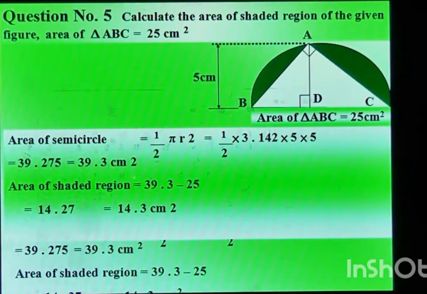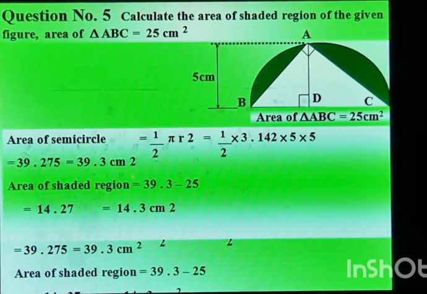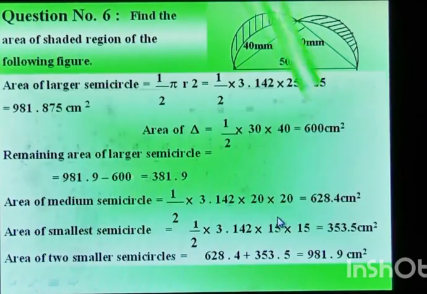Area of semicircle with radius 5, and then followed by area of two semicircles. So they are not semicircles, they are quarter circles according to the length of this triangle. And now the next one, my dear student.